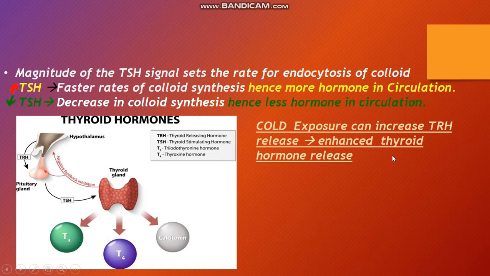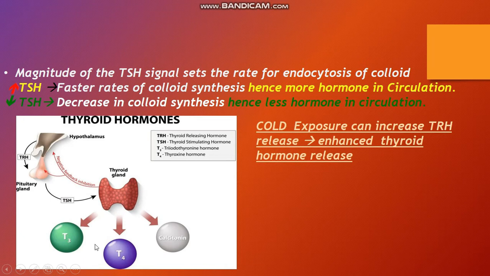Here you see the thyroid hormone axis. Hypothalamus produces TRH, which acts on the thyrotrope cells of the pituitary gland to produce TSH, thyroid stimulating hormone, which acts on the follicular cells of the thyroid gland. What will it do? It will cause the iodination, the entrance of the thyroglobulin into the follicular cells, and also the enhancement of all the functions. The result will be formation of T3 and T4 and calcitonin.